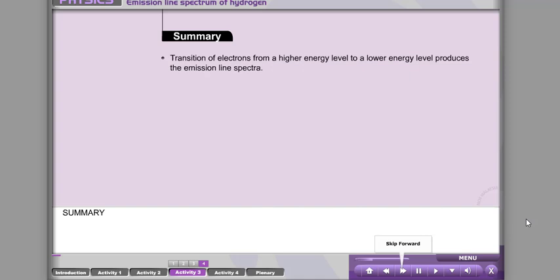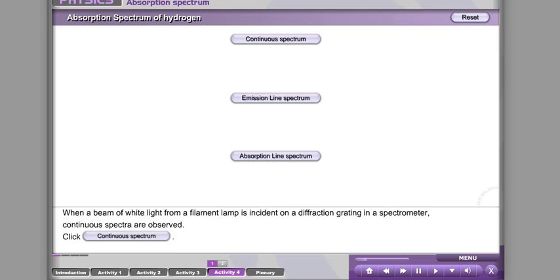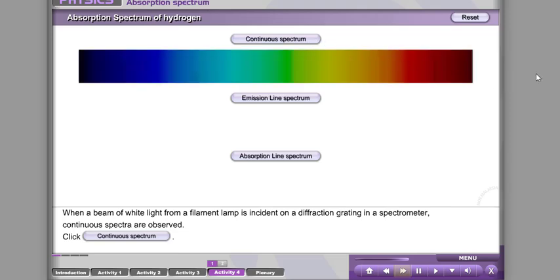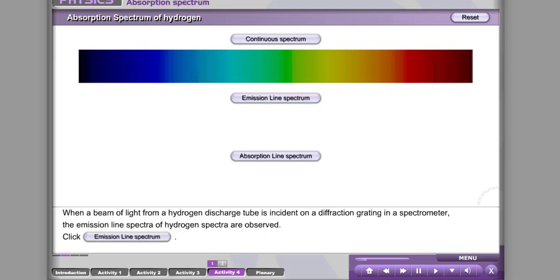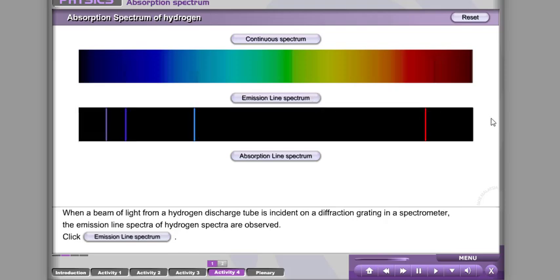Summary: transition of electrons from a higher energy level to a lower energy level produces the emission line spectra. When a beam of white light from a filament lamp is incident on a diffraction grating in a spectrometer, continuous spectra are observed. Click the Continuous Spectrum button. When a beam of light from a hydrogen discharge tube is incident on a diffraction grating in a spectrometer, the emission line spectra of hydrogen are observed. Click the Emission Line Spectrum button.